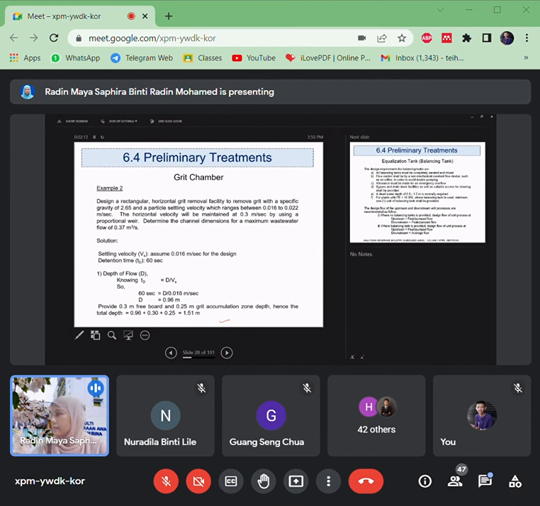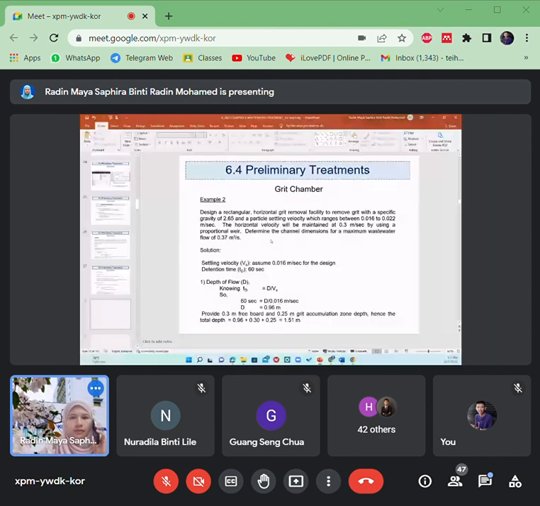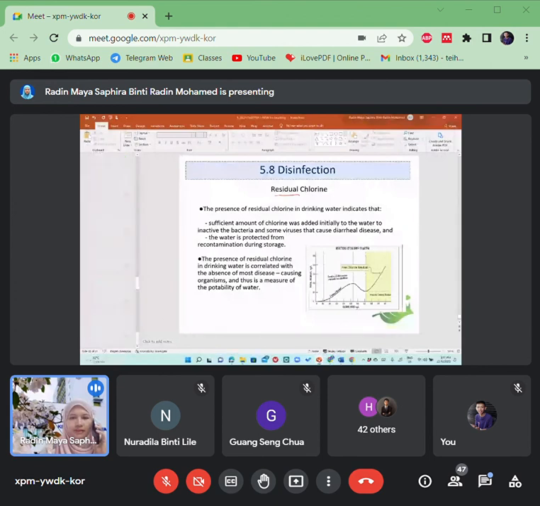Okay, I think I will finish until the equalization tank. Sikit lagi. So the wastewater treatment plant, alamak ada call kejap. Hello. Salam. Ya boleh kejap, saya ada kelas ni, saya off kan kejap.